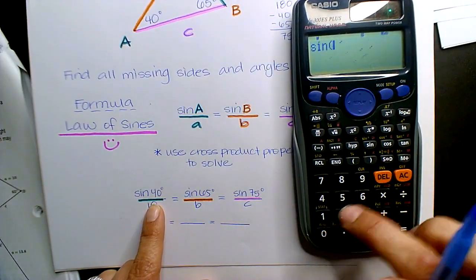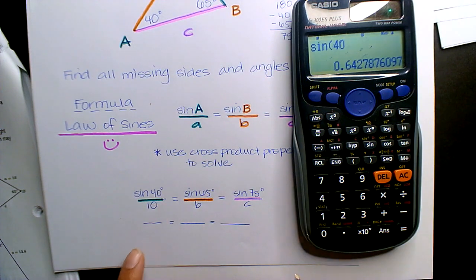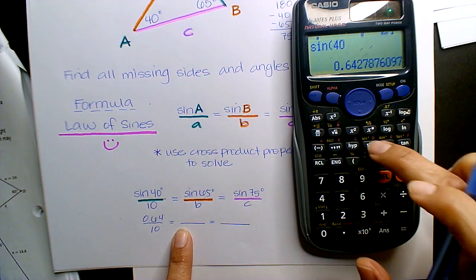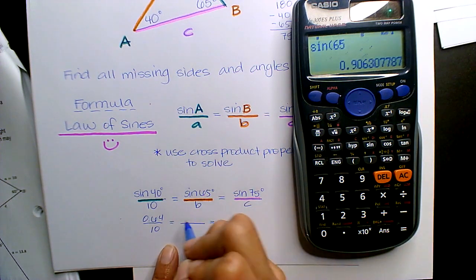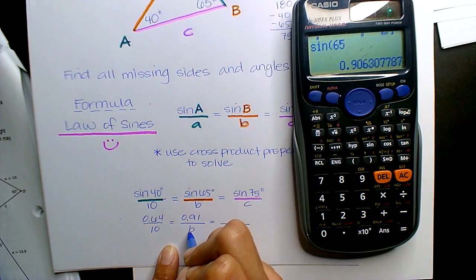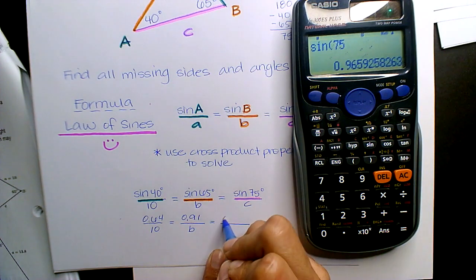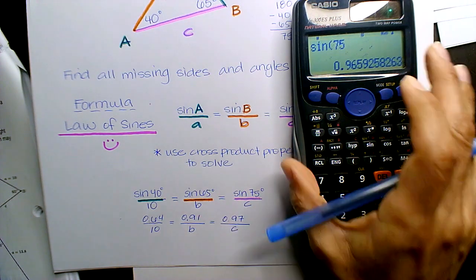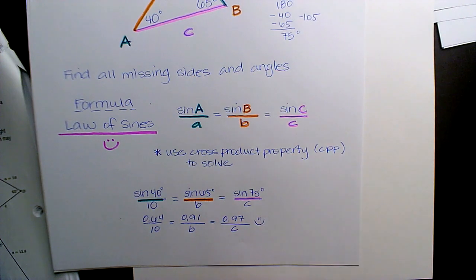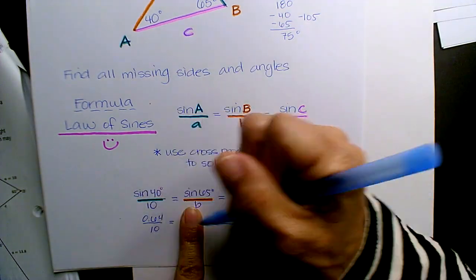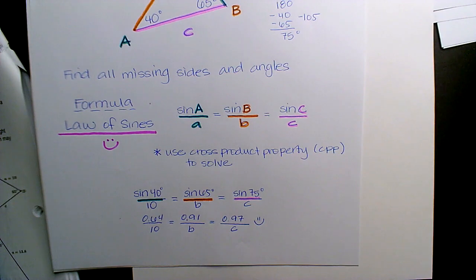Sine of 40 degrees is 0.64, and this is 10. Sine of 65 degrees, 0.91, and this is B. Sine of 75 degrees is 0.97 over C. If this makes you comfortable, then from there, if you want to solve for B, this is your proportion, and if you want to solve for C, this is your proportion. It's whatever you're comfortable with, okay?